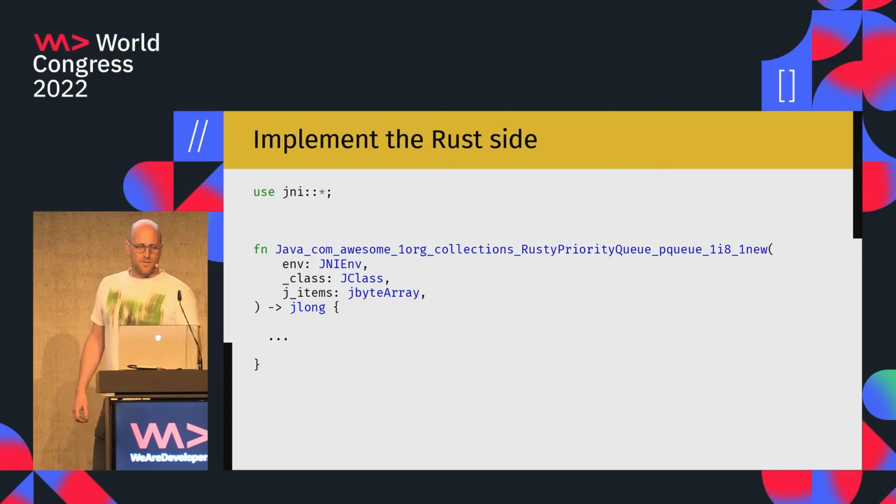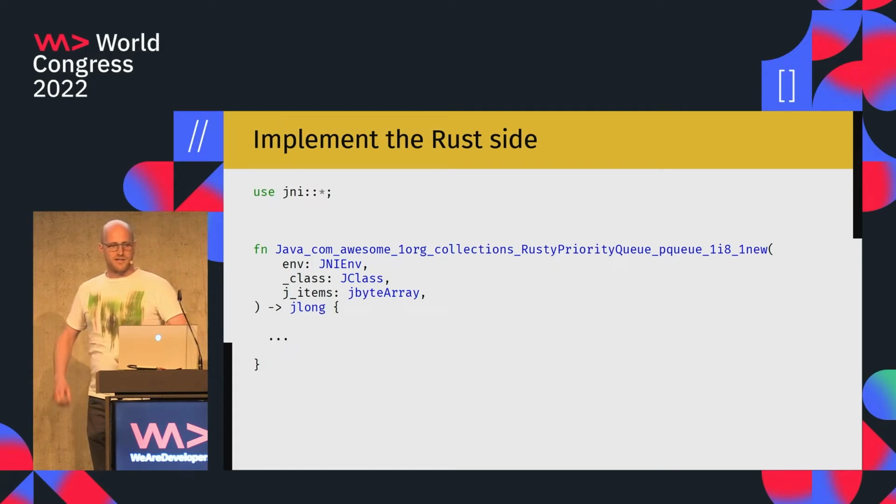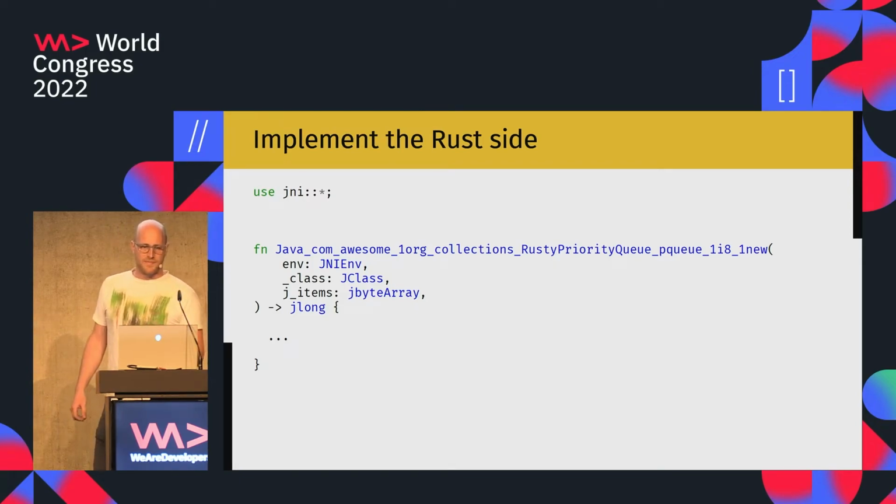And now we can declare the function which can be called from Java. It gets an object of the Java environment, which we need. Also the JClass, which we don't use, that's why it's prefixed with the underscore. And the byte array from Java. Then we also have to add this no_mangle and extern system.